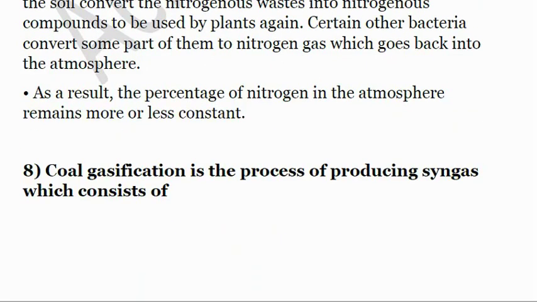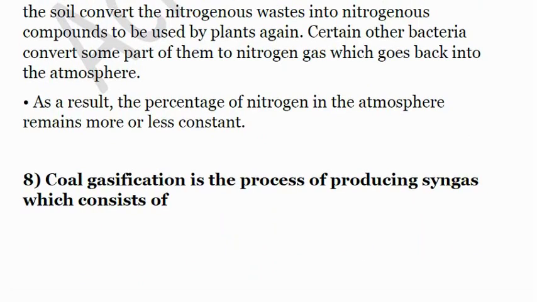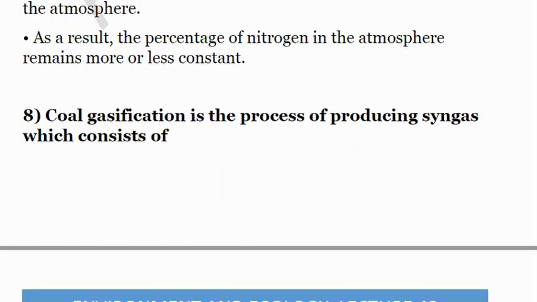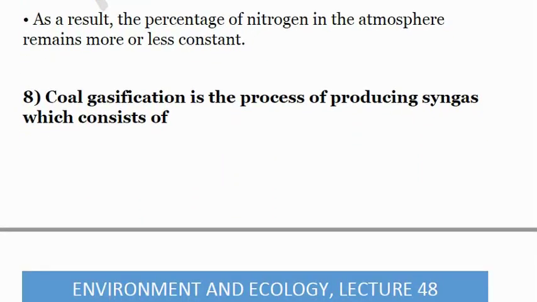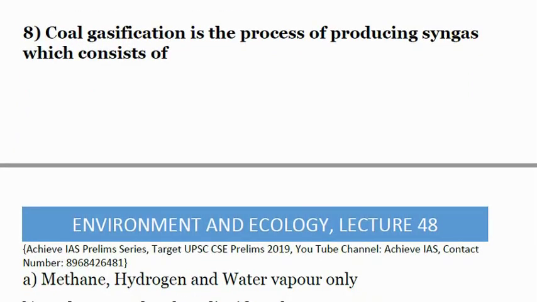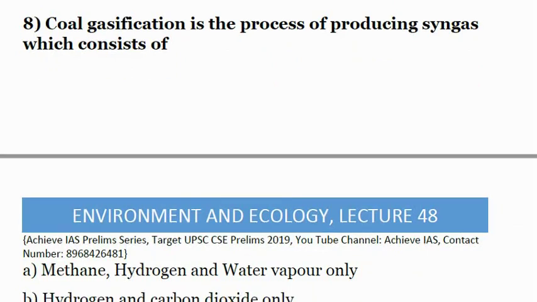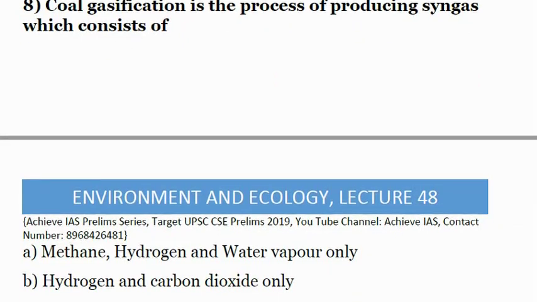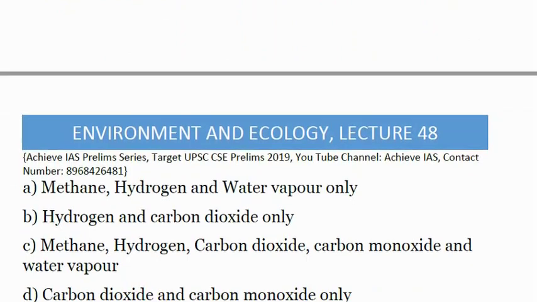This is basically a repetition in the question. The eighth question is: coal gasification is the process of producing syngas, which consists of what? Syngas is a type of gas produced by coal gasification, and we have to tell the composition of this syngas. A, methane, hydrogen and water vapor only.